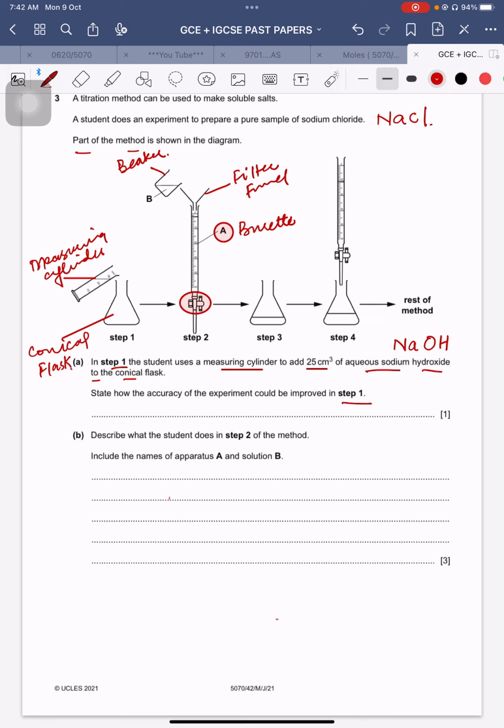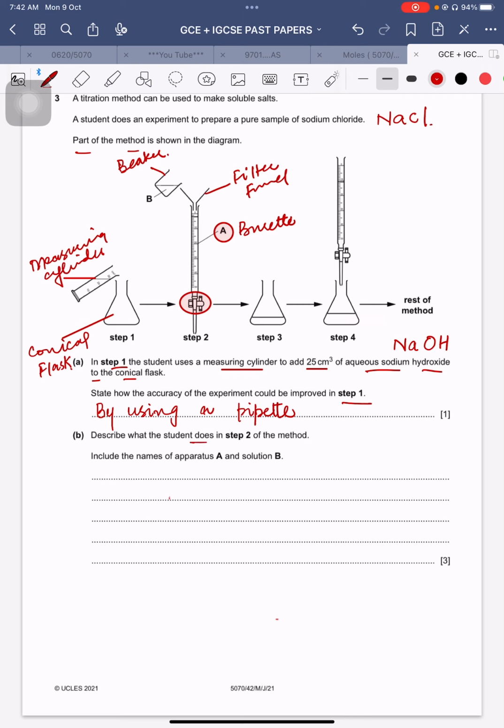So, by using a pipette. A pipette is an apparatus with a comparatively narrow column. Narrower the column, better is the accuracy. And whenever the examiner is asking to measure 25 cm³, remember that the pipette is the best apparatus for measuring 25 cm³. It has only one mark at the top above the bulb of the pipette, which can tell you an accurate, perfect measurement of 25 cm³.